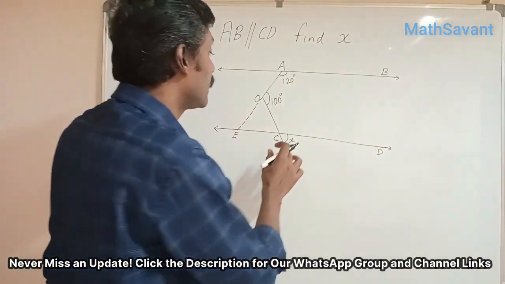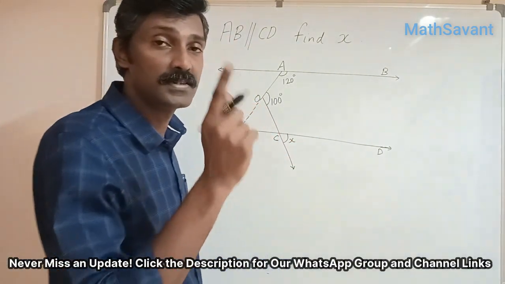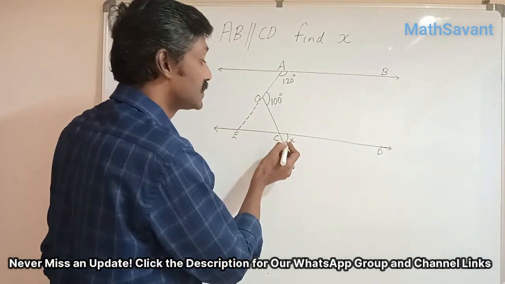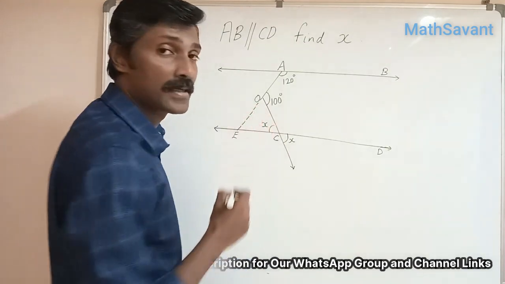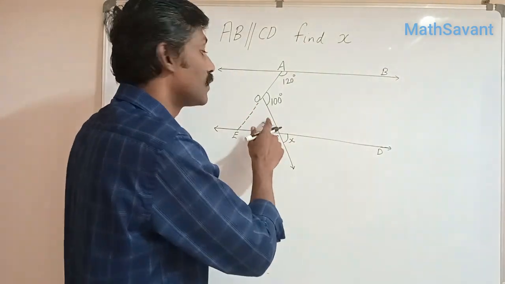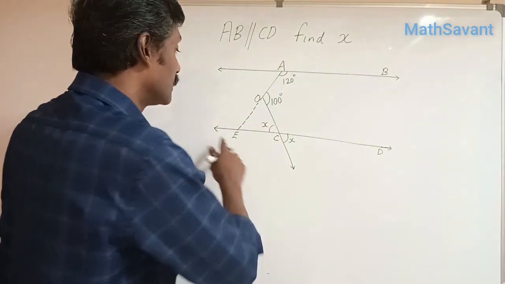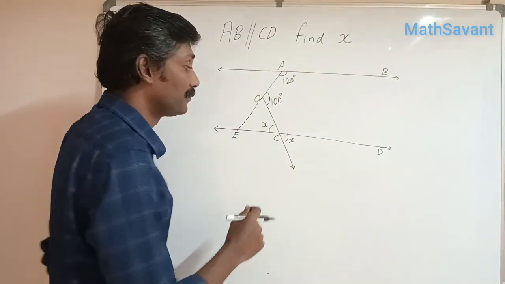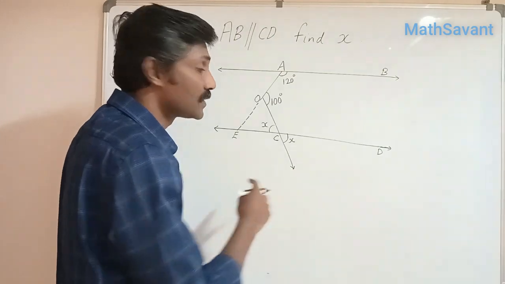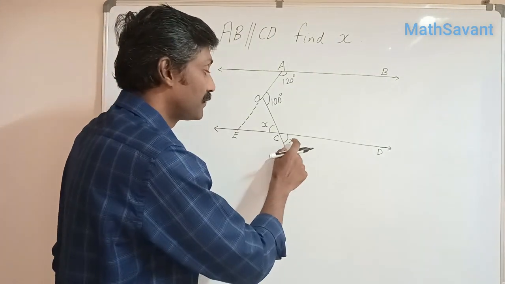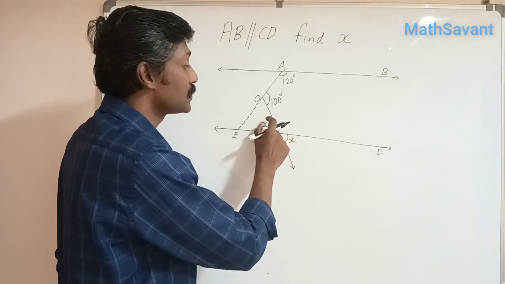Now we need to find out X. The first thing that I would write here is, if this angle is X, then this angle also is X. Why? Because they are vertically opposite angles, right? CD is the line. This is a line cutting CD. So if this angle is X, this also has to be X.